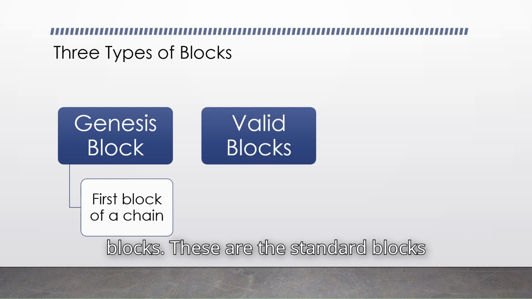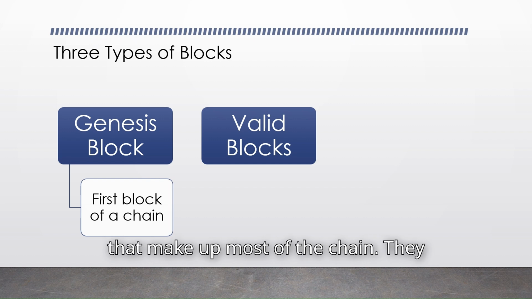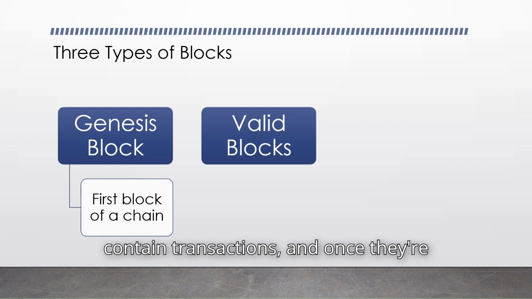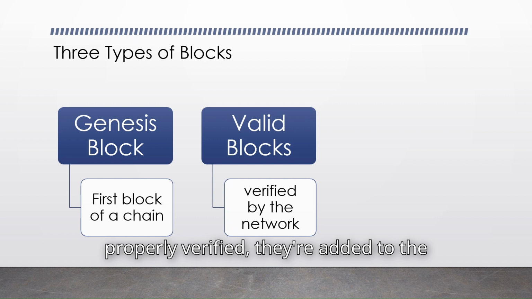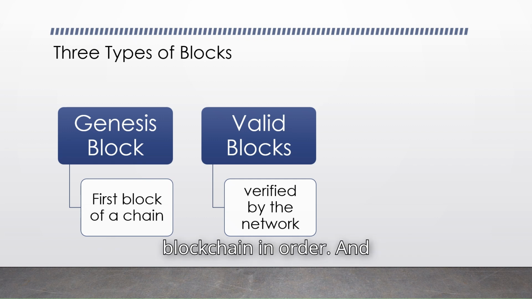Next, we have valid blocks. These are the standard blocks that make up most of the chain. They contain transactions, and once they're properly verified, they're added to the blockchain in order.